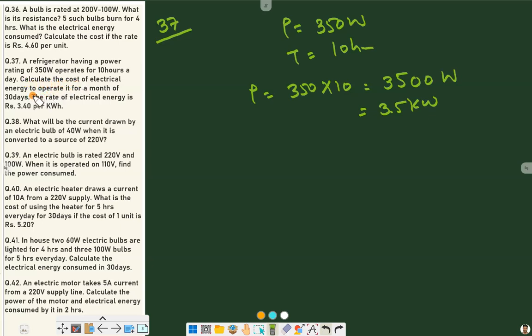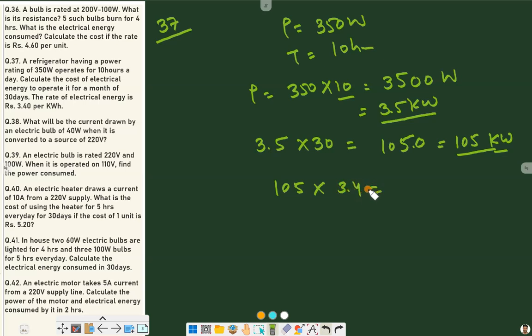Now calculate the cost if this refrigerator runs for 30 days. Now it was running 10 hours a day. So this was consumption for one day. Now for 30 days it will be 3.5 into 30 and answer will be 105 kilowatt hours. Now we have to find the cost at 3.4 rupees per kilowatt hour. So our total usage is 105 kilowatt hours. So cost will be 105 into 3.4 and the answer will be 357 rupees.